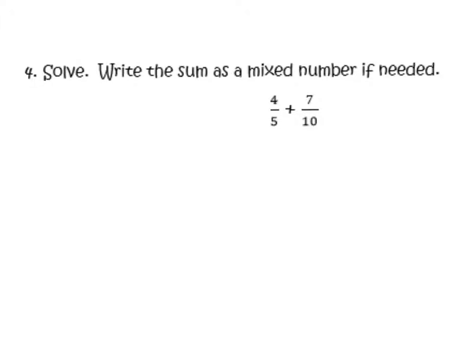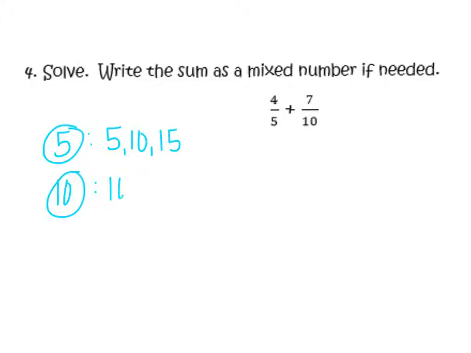Look at number 4. Try this one on your own. Pause the video while you work and replay when you are ready to check your work. The first step is to list the first 3 multiples of 5 and 10. The multiples of 5 are 5, 10, 15. The multiples of 10 are 10, 20, 30. The least common multiple here is 10.